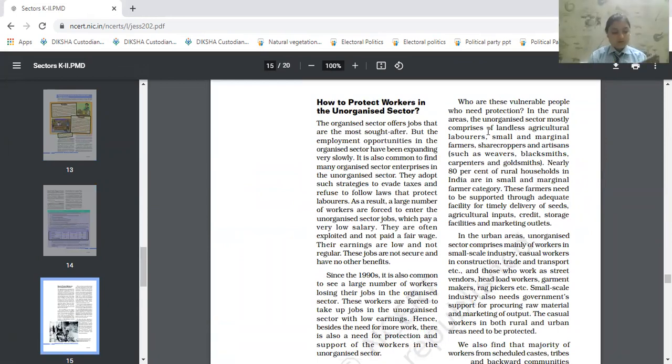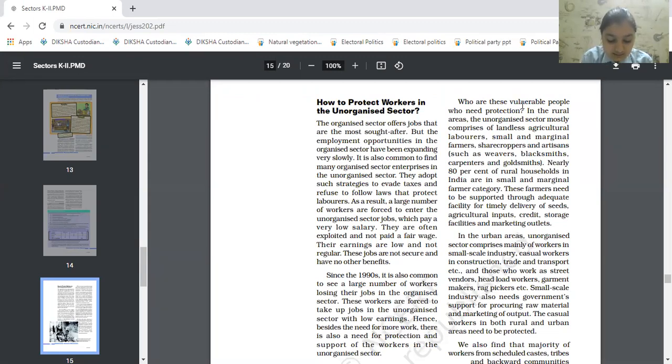Yes, ma'am. The organized sector offers jobs that are most sought after, but the employment opportunities in the organized sector have been expanding very slowly. It is also common to find many organized sector enterprises in the unorganized sector. They adopt such strategies to evade taxes and refuse to follow laws that protect laborers.